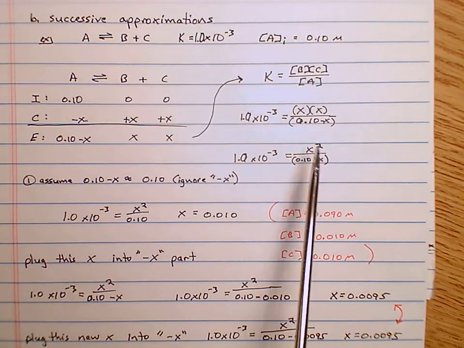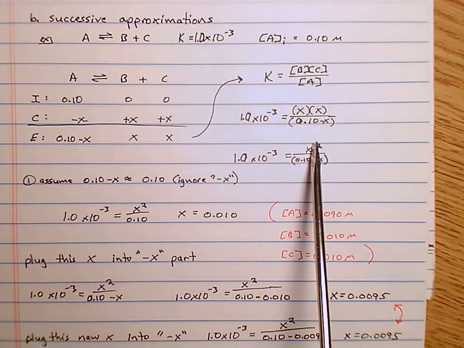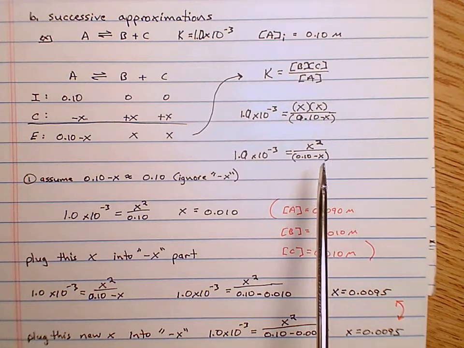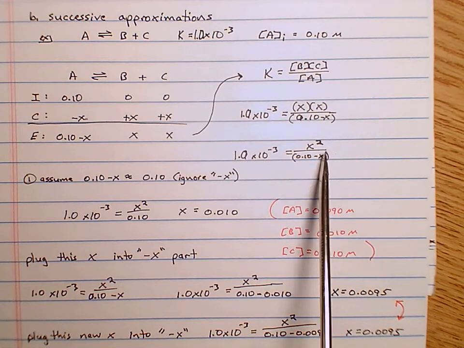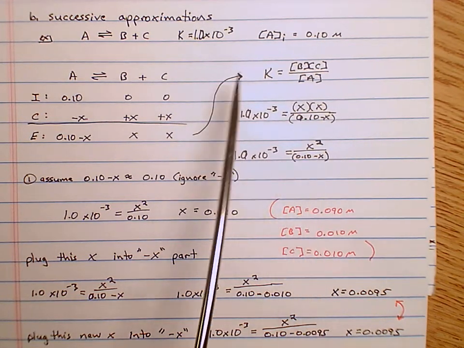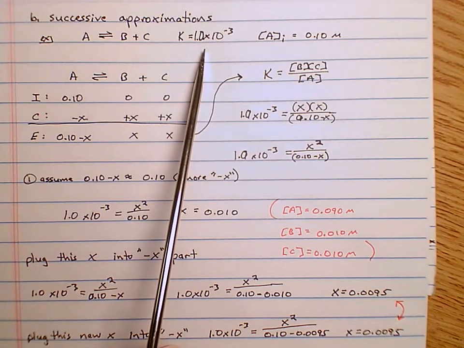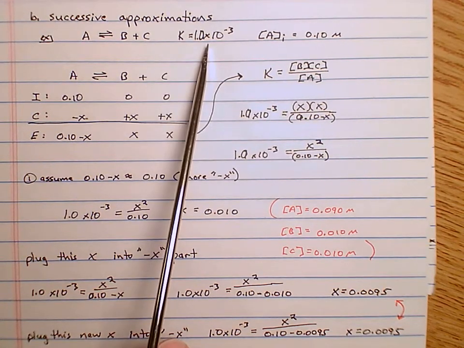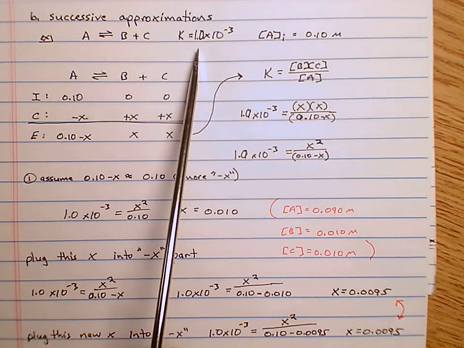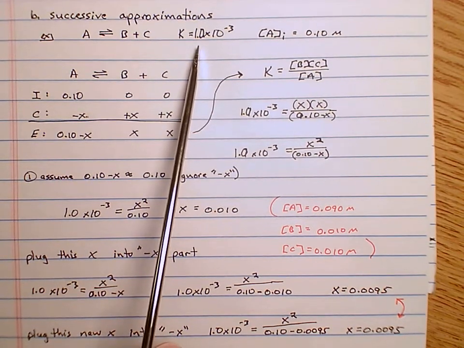And we're like, okay, we're on quadraticsville again. We're going to have an x squared term, an x term. Oh, this is going to be nasty. Can we ignore this minus x here? I'm not so sure if we can. But what I'm going to do is do it anyway, and then I'm going to work with my answer.